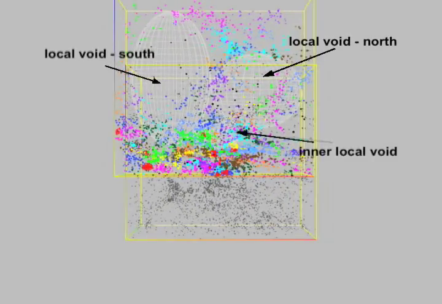We attempt to represent the region of the local void with three ellipses. The region of low density at plus SGZ is extensive, but in detail there are wispy filaments that cause us to separate the volume into three separate void regions. We will call the nearest empty region the inner local void and the more distant regions the local void, north and south.